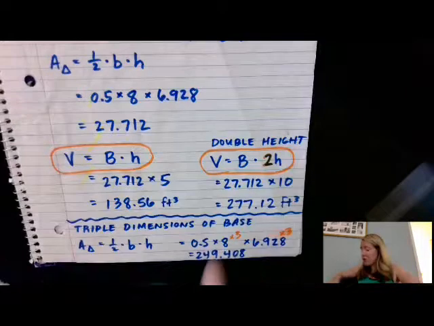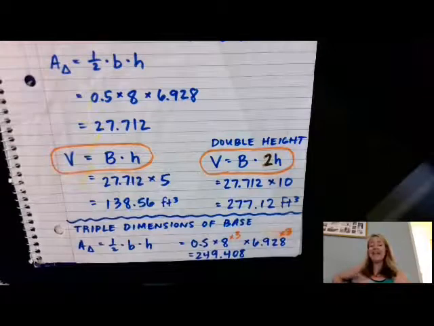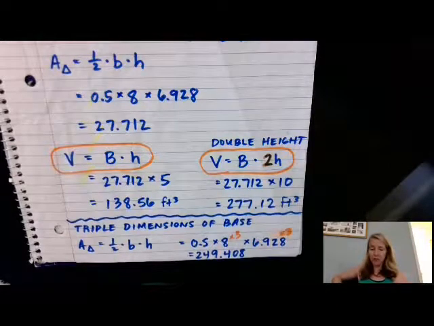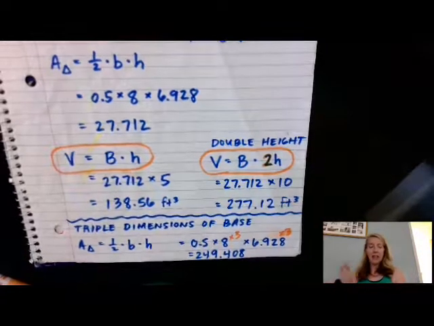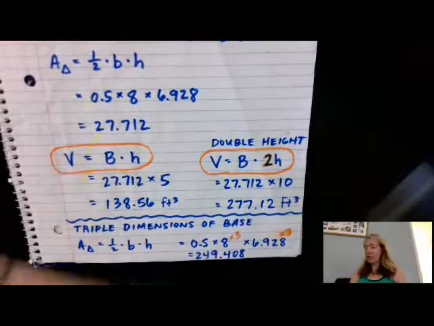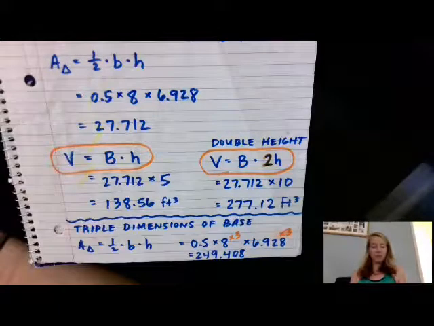So when we triple the dimensions of the base, we get 9 times the volume of the original shape. So if you go back into your calculator and put this number in and divide by 9, you'll get the answer that we had before, the 27.712. And hopefully that helps.